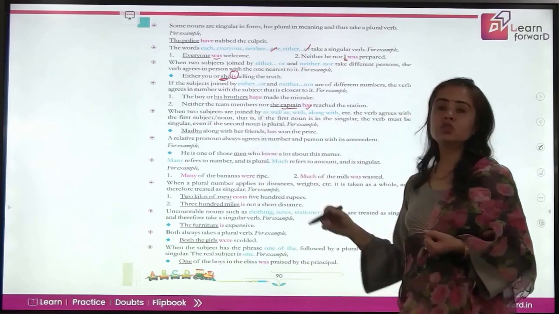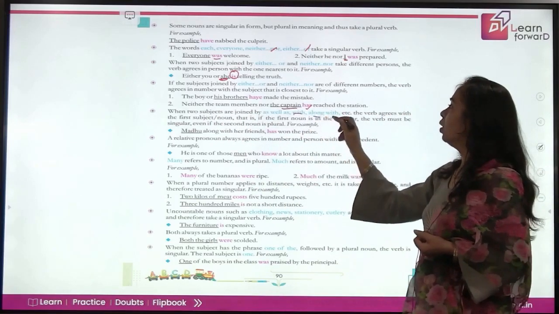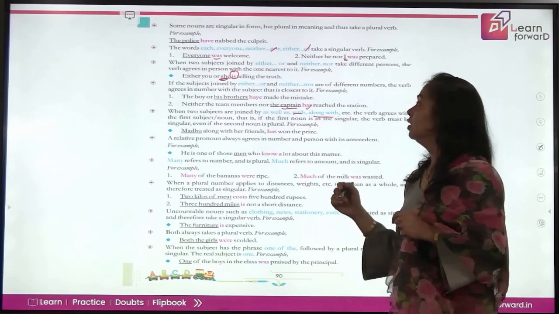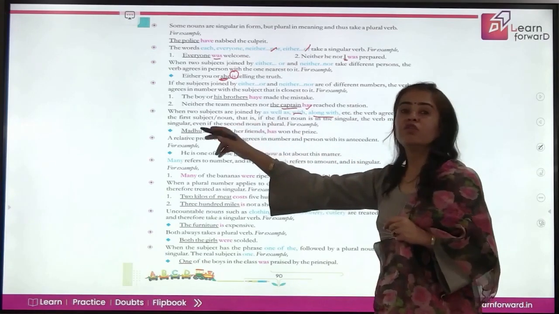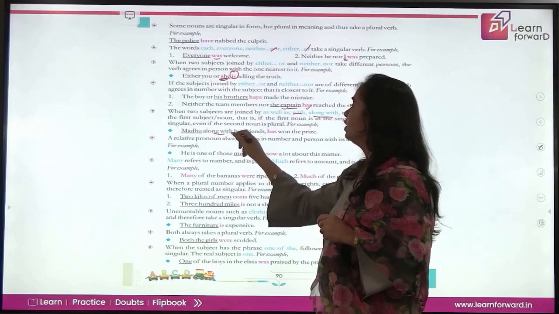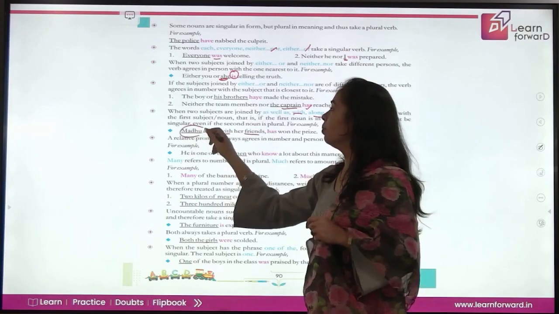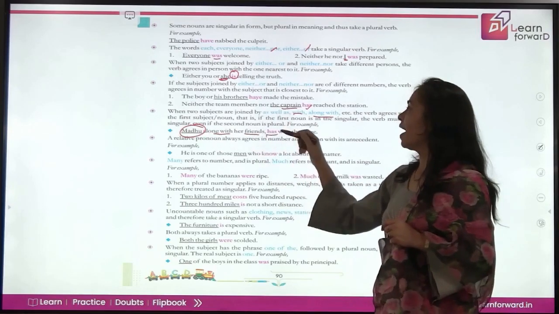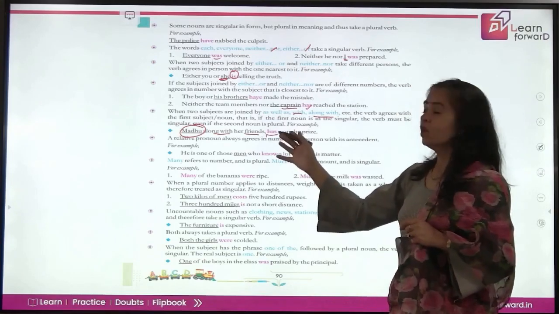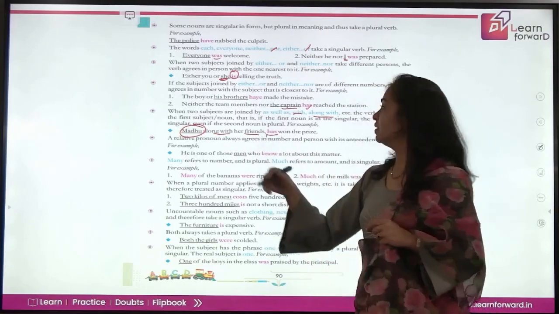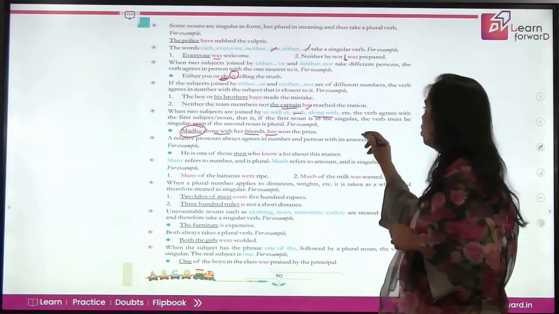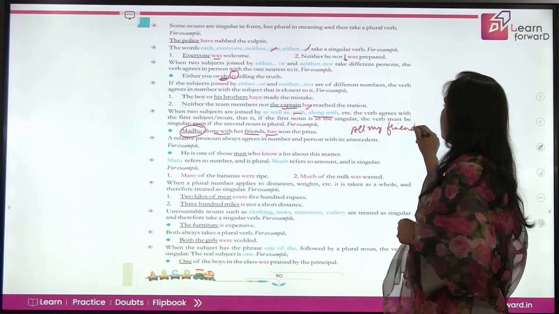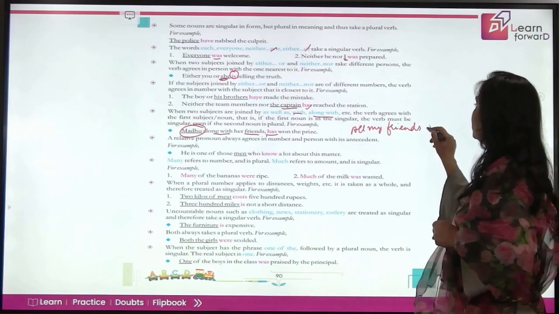Next, when two subjects are joined using as well as, with, along with, etc., where we just mean to say togetherness, we are taking it together. So there the verb agrees with the first option, like Madhu along with his friends. So here we are talking about this first part of the subject. This is singular, so your verb will be singular: has won the prize. We can also say it like this: all my friends along with Madhu. Now, if we say all my friends along with Madhu, we mean the same group, isn't it? All my friends along with Madhu.